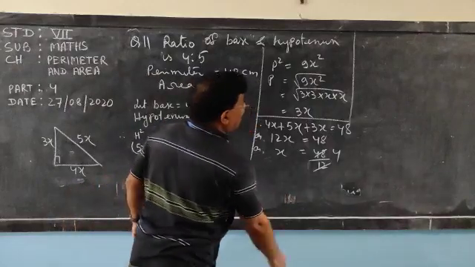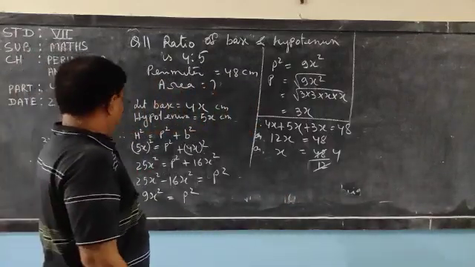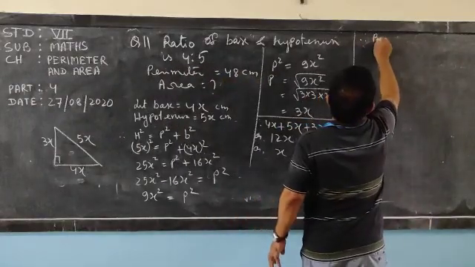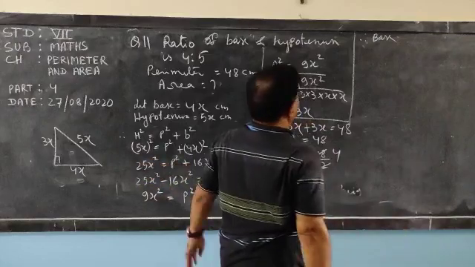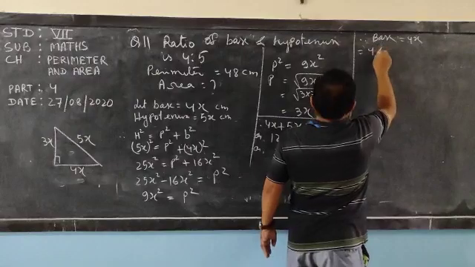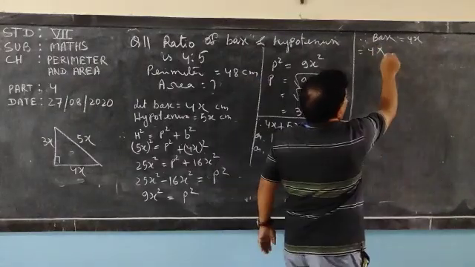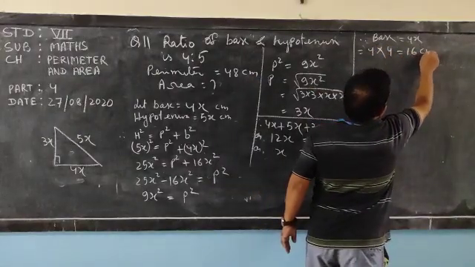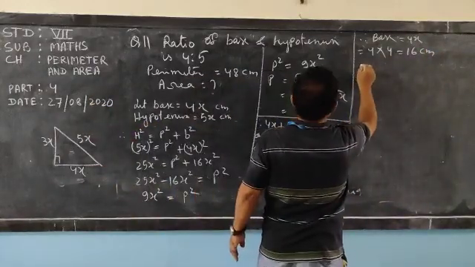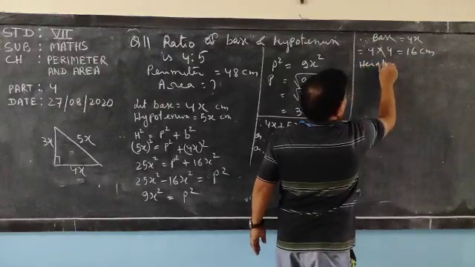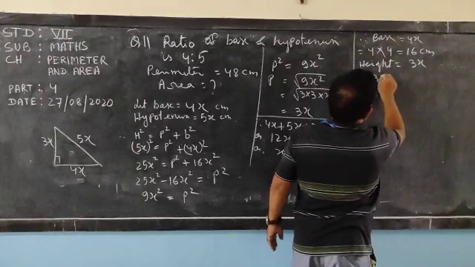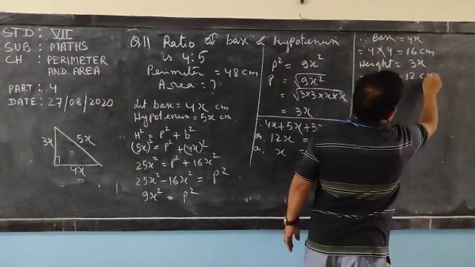It means what we have got? We have got the base and the height. Therefore, base is what? Base is 4x. It means 4 into x is 4, 16 centimeter. And height is what? P is what? Height. 3x. It means 3 into 4, 12 centimeter.